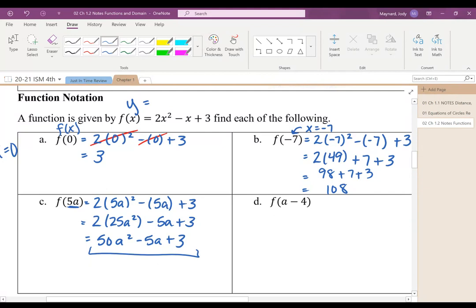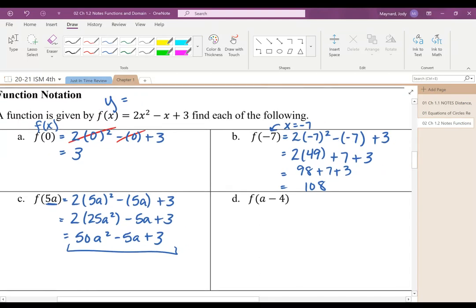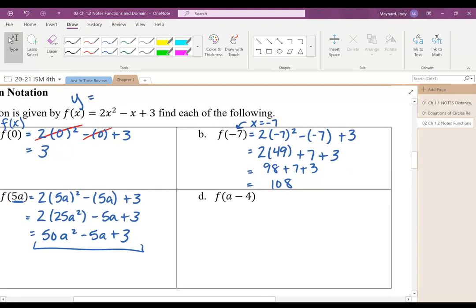And in this case, this is our final expression. That's the answer here because you can't get a number, can't combine a squared and a together. That's your answer. All right, here we go. Last one is the hardest. This equals 2 times, instead of x, this is what we're going to put anywhere we see an x, a minus 4. So we have 2 times a minus 4 in parentheses squared minus, in parentheses, a minus 4 plus 3.